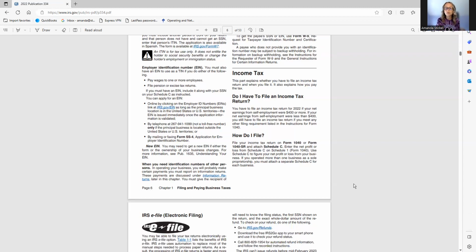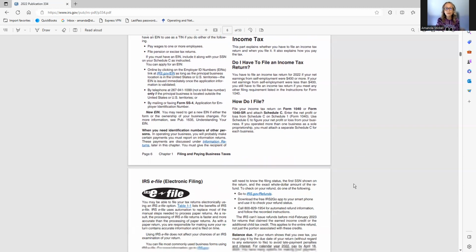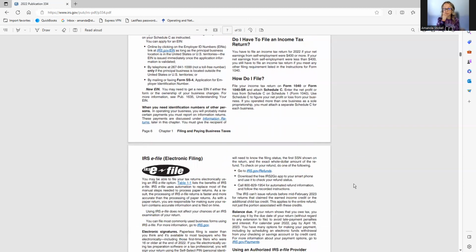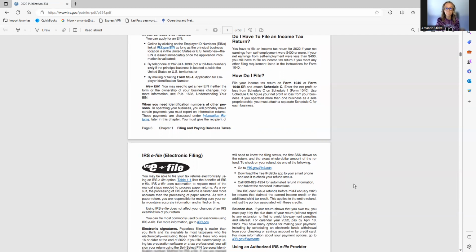How do I file? File your income tax return on Form 1040 or Form 1040-SR and attach Schedule C. Enter the net profit or loss from Schedule C on Schedule 1, Form 1040. Use Schedule C to figure your net profit or loss from your business. If you operated more than one business as a sole proprietorship, you must attach a separate Schedule C for each business.